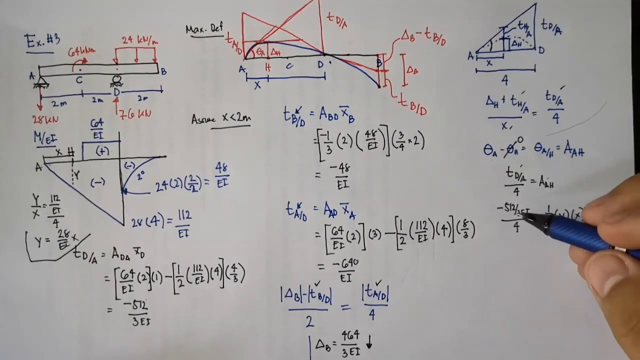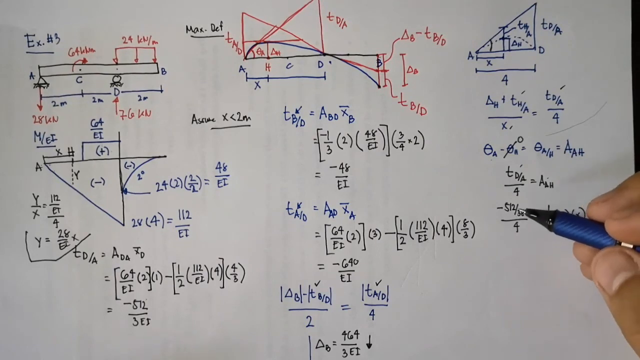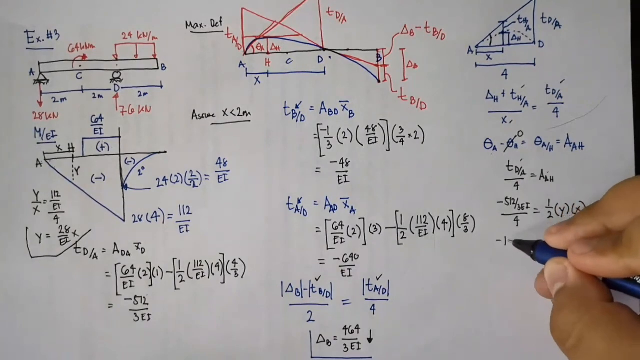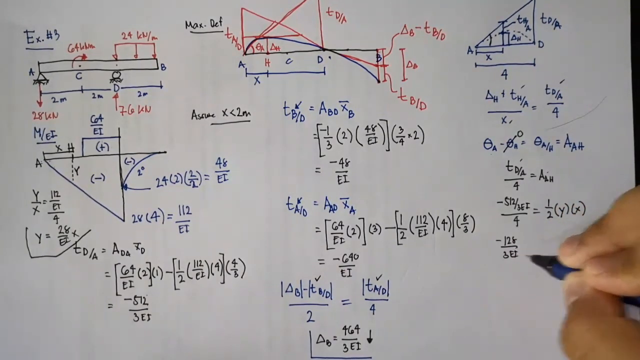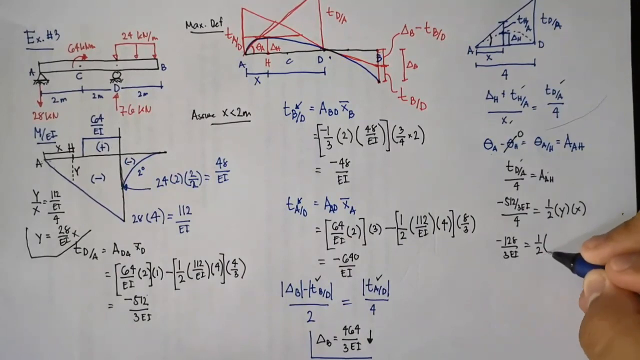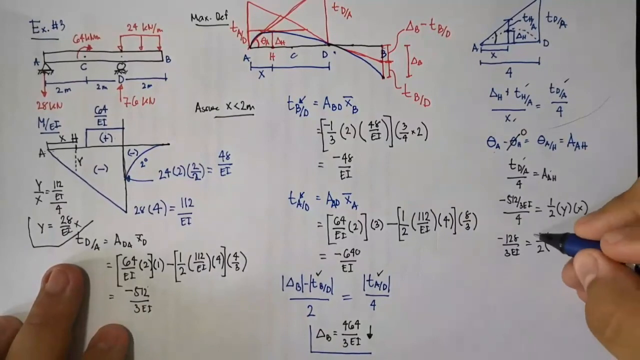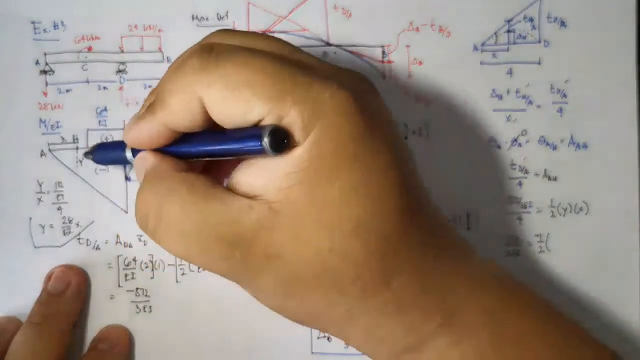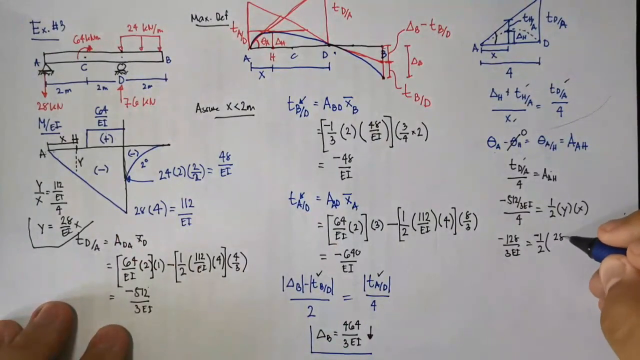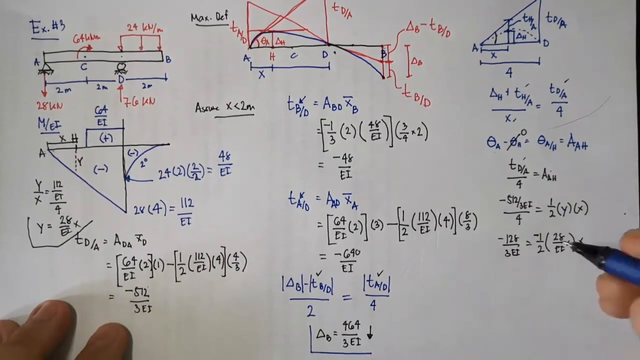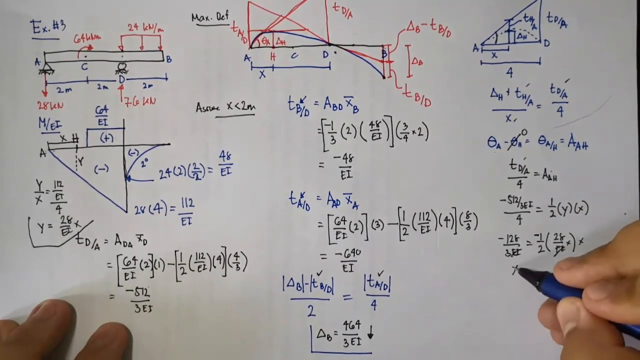512 over 3 over 4. So, ano yun? That would be, so, 512 over 3 over 4 is 128 over 3. So, negative 128 over 3 EI equals 1/2 times Y, which is 28 over EI. Now, remember, this area is negative Y. Yan po, negative area. So, negative 28 over EI times X pa ulit. Ito po. So, we cancel out EI, we can solve for X.